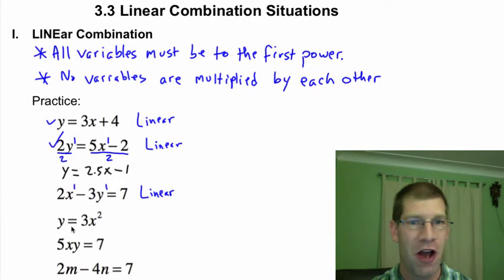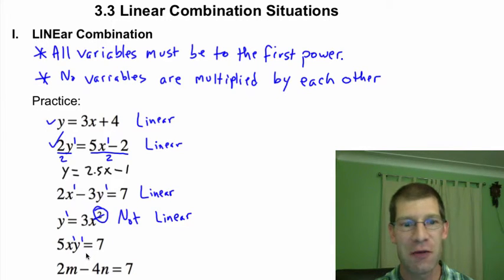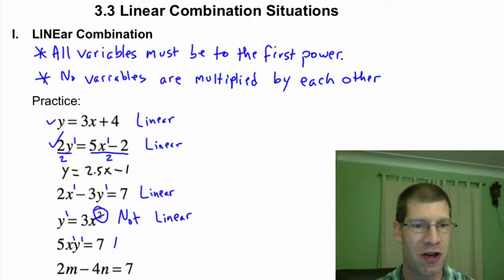Okay, here, all variables to the first power? We have a y to the first, we have this x squared. So for this one, it's not linear. It's not a line. This one here, we have x to the first and y to the first, but it disobeys the second rule. We have an x times a y, so this one also is not linear.